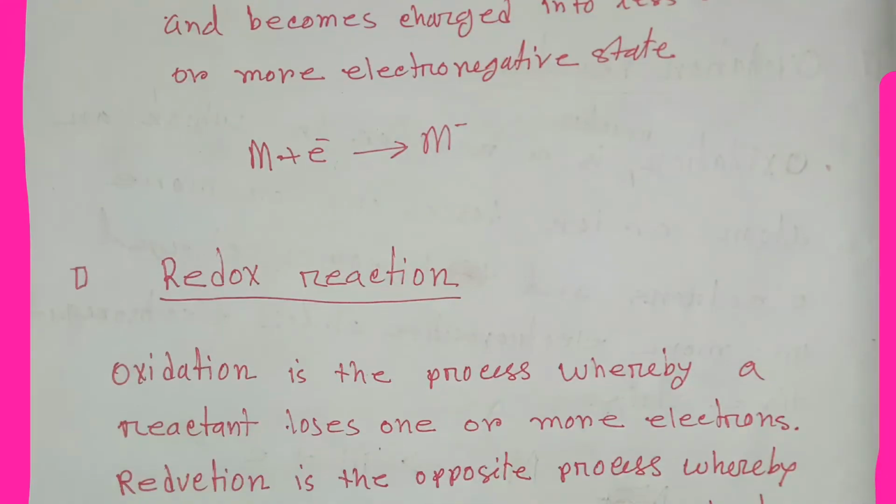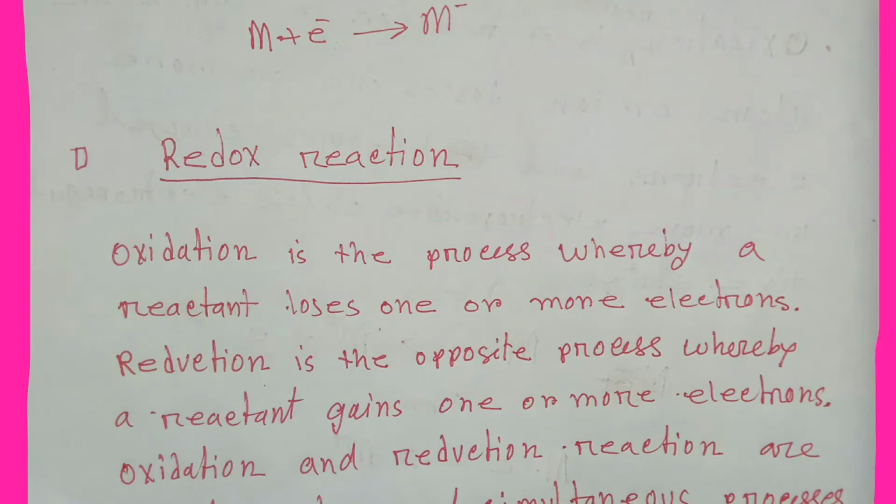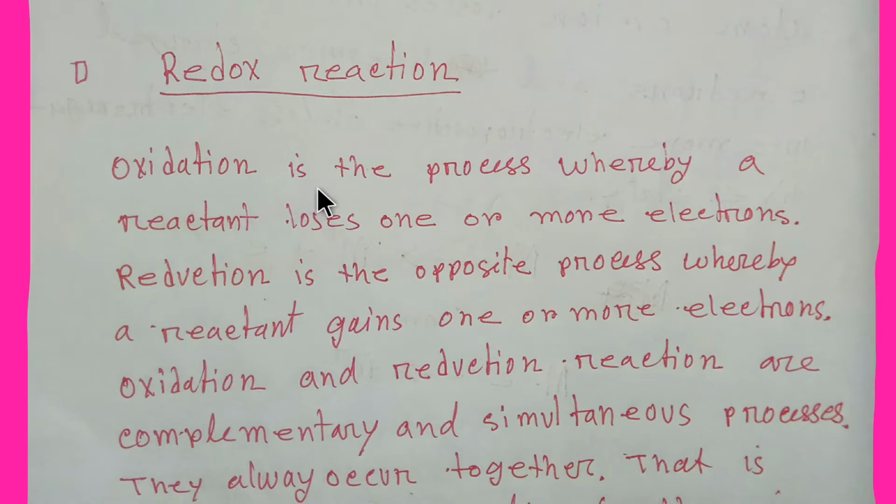You can remember it. Well, you may be familiar with the redox reaction. Red means reduction and ox means oxidation. If you add the two, then you get redox. Oxidation is the process whereby a reactant loses one or more electrons. On the other hand, reduction is the opposite process whereby a reactant gains one or more electrons.